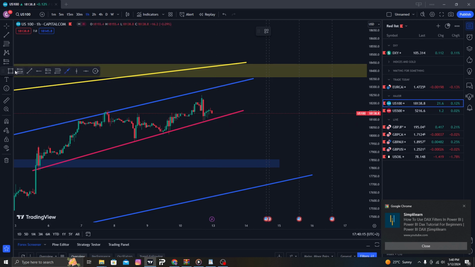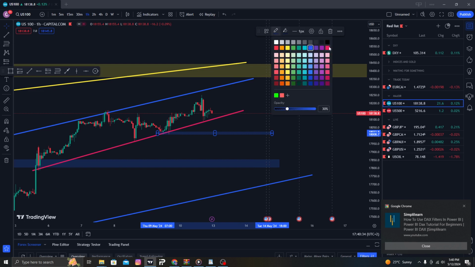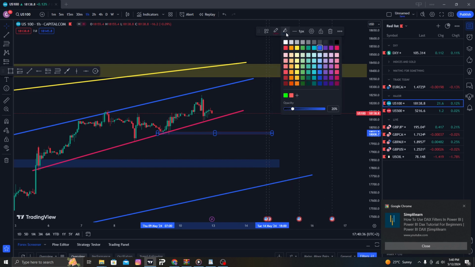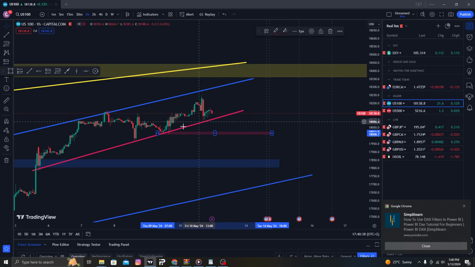The only way I'm going to be comfortable with price breaking this level is if I look at my closest reversal level, where price hit and reversed. This is my closest level, so I'm going to draw a level here. Let me change the color. This is the level that I will wait for price to break and retest from.